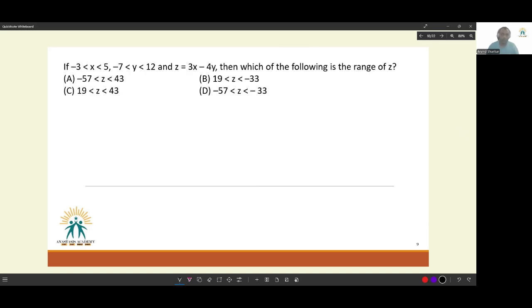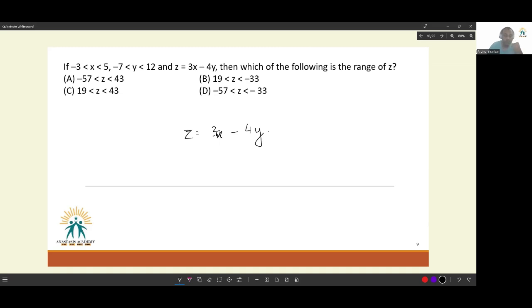Next, if x lies in the range minus 3 to 5 and y lies in the range minus 7 to 12 and z is equal to 3x minus 4y, then which of the following is the range of z? Okay. z is equal to 3x minus 4y. Now, let's say we are looking to maximize z.